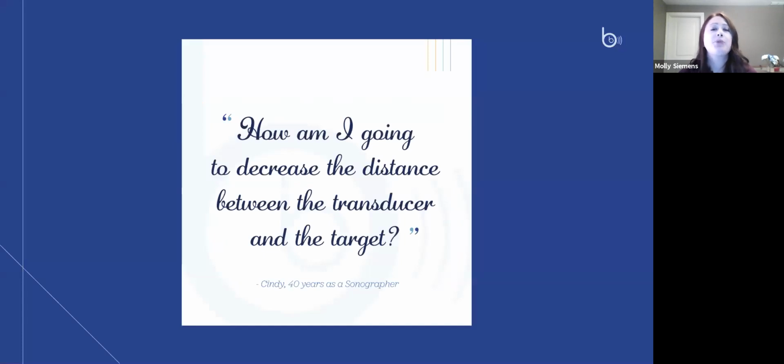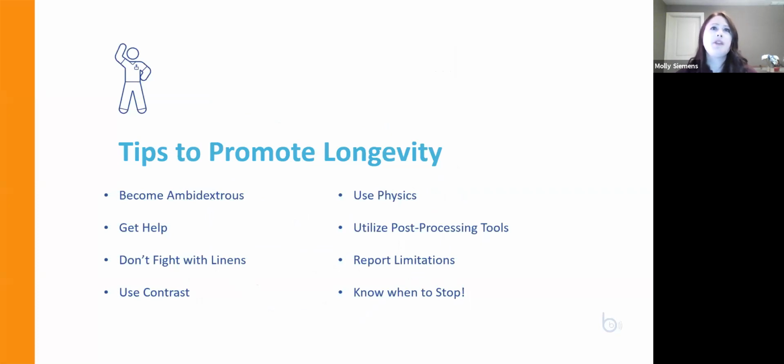While these tips are a great start in preventing injury, I really wanted to know the tips and the secrets of those long haulers, the ones who have been scanning for 20 plus years and are still going strong. So we added some additional questions to our survey, specifically for those sonographers that have been scanning 15 or more years. This quote was one of the responses that we received and came to us from Cindy, who has been a sonographer for 40 years. The rest of the tips that we received from experienced sonographers, we condensed down into this list.